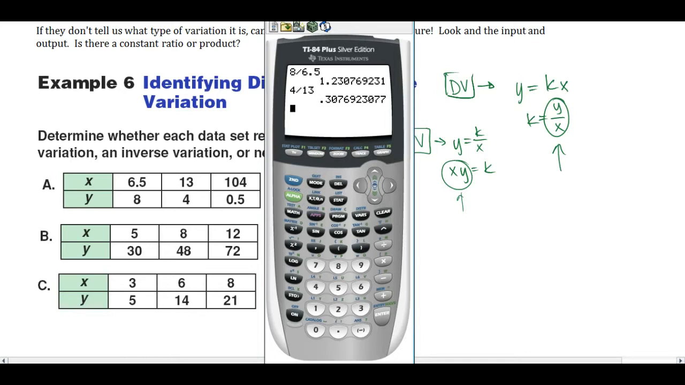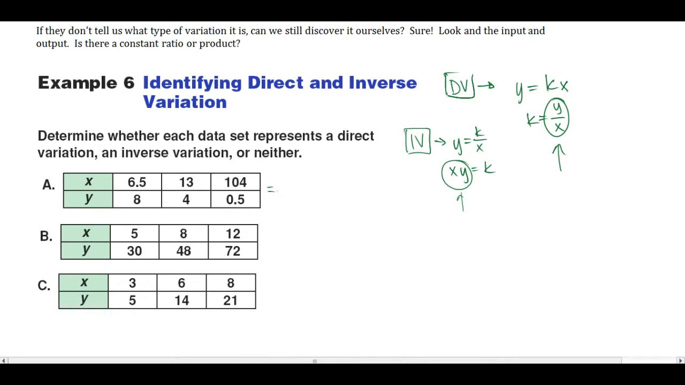So let's see if they multiply together, and then it'll be an inverse variation. So 6.5 times the 8, and I get 52. 13, hey, I played cards. I know 13 times 4 is 52. What about half of 104? Also 52. So I can tell you that this one right now is an inverse variation because as I did my check, as I checked each time, the x and the y multiplied together always came out to 52. So you could even say k is 52, so you save yourself some work. So we got that one.